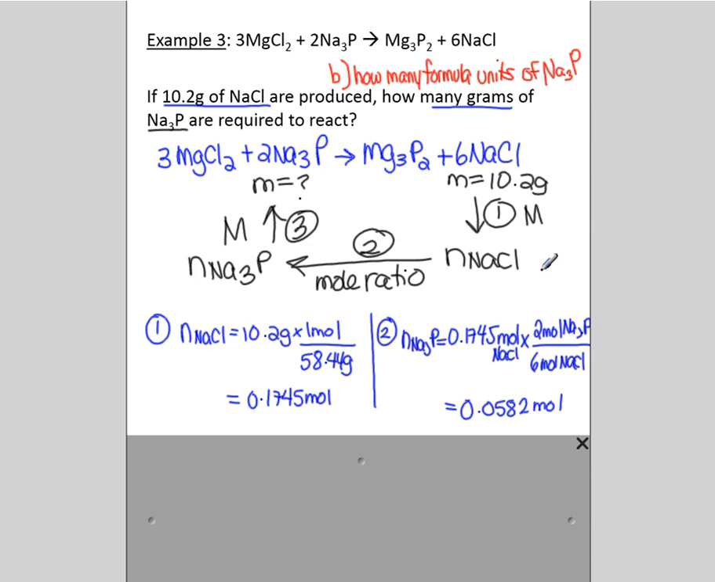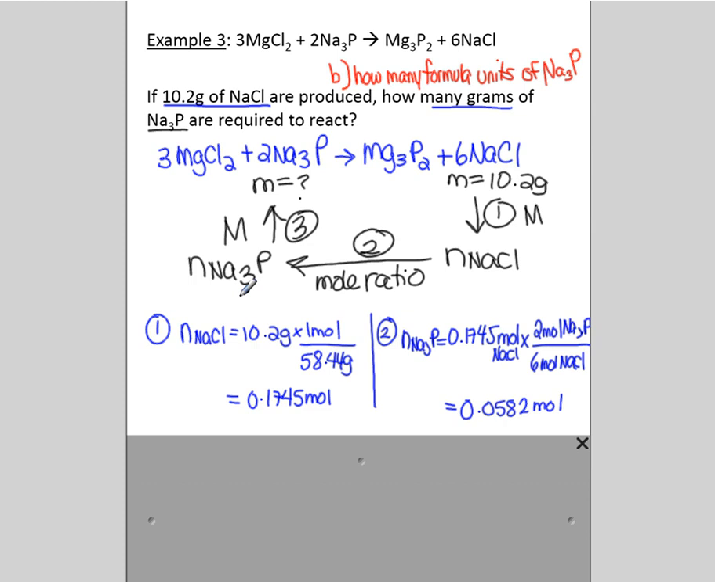This is the mole ratio, the new part. We need our ratio. We're starting off with sodium chloride. Moles of sodium chloride have to go in the denominator so they cancel. So take your moles, times it by your molar amount of sodium phosphide, which is 2 moles, and divide it by 6 moles of sodium chloride, and you should get about 0.0582.